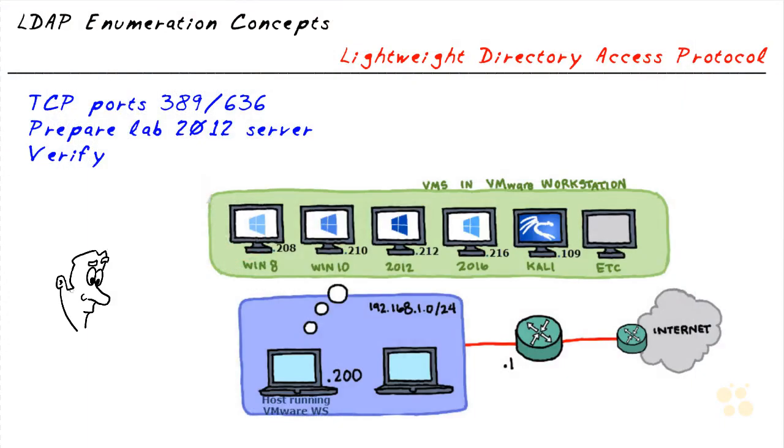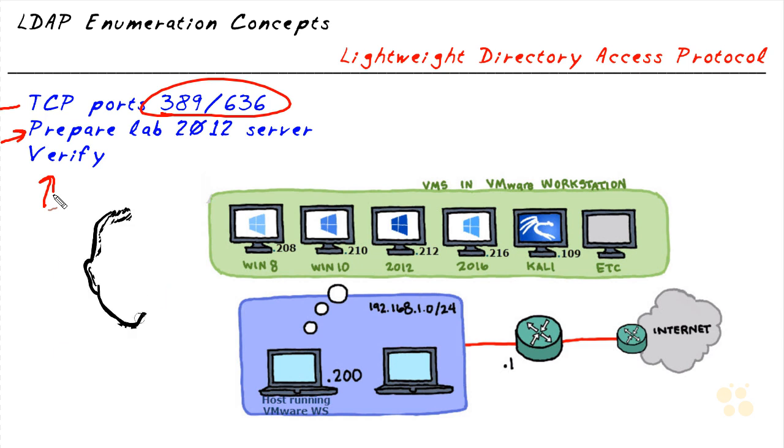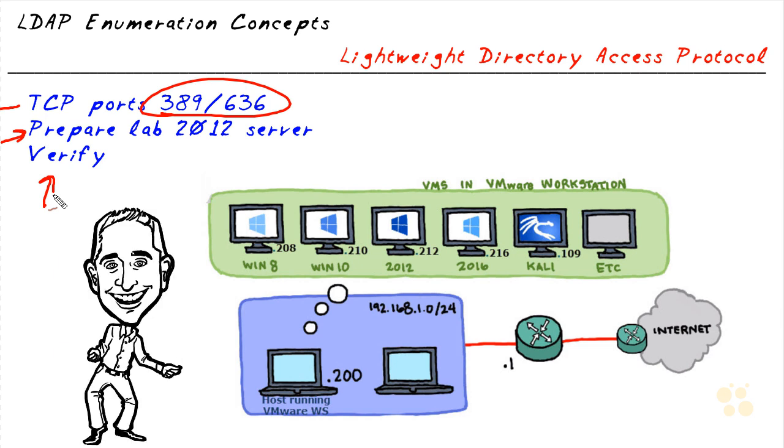In this nugget, you and I have done 3 basic things. We identified the ports used by LDAP, we prepared our Windows 2012 server, and we also verified that those ports are now open on that 2012 server in our lab environment. And we'll start using enumeration tools with LDAP in our next nugget.